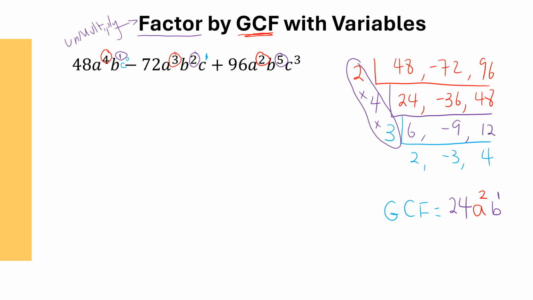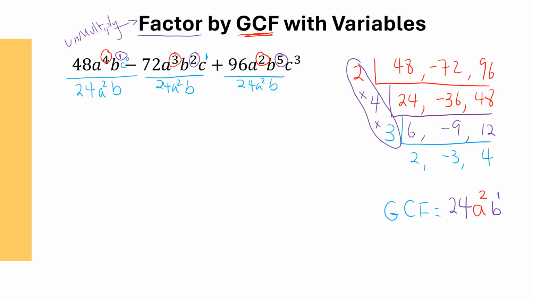So now you're going to take each term and divide it by the GCF. So take this and divide it by 24a squared b. Divide this by 24a squared b. And then divide by 24a squared b. So again, when you divide, you subtract the exponents for the variables.